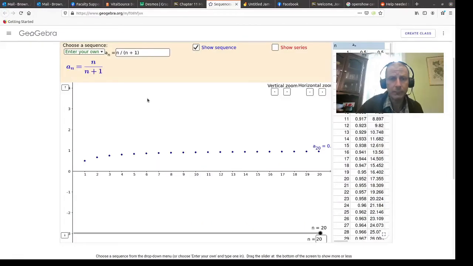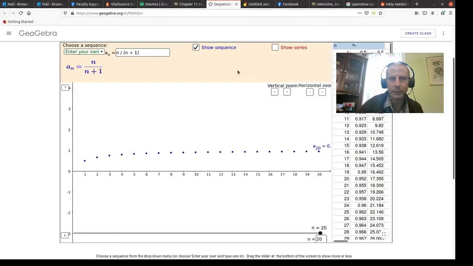And sure enough, if we go ahead and graph the sequence, then as you can see, these numbers are getting really close to 1 as n gets larger. I can even zoom out a little bit. So let's see, horizontal zoom out and making it bigger. They get closer and closer to 1, kind of indistinguishable from 1 after a while.